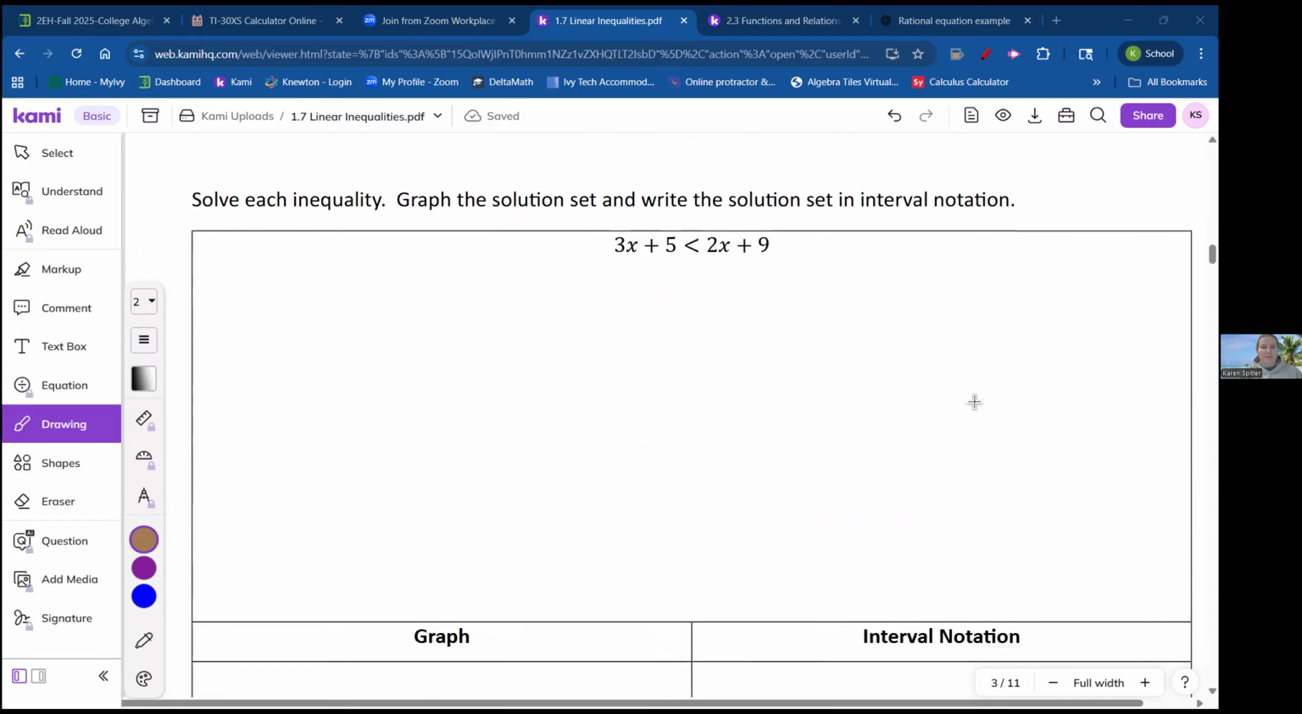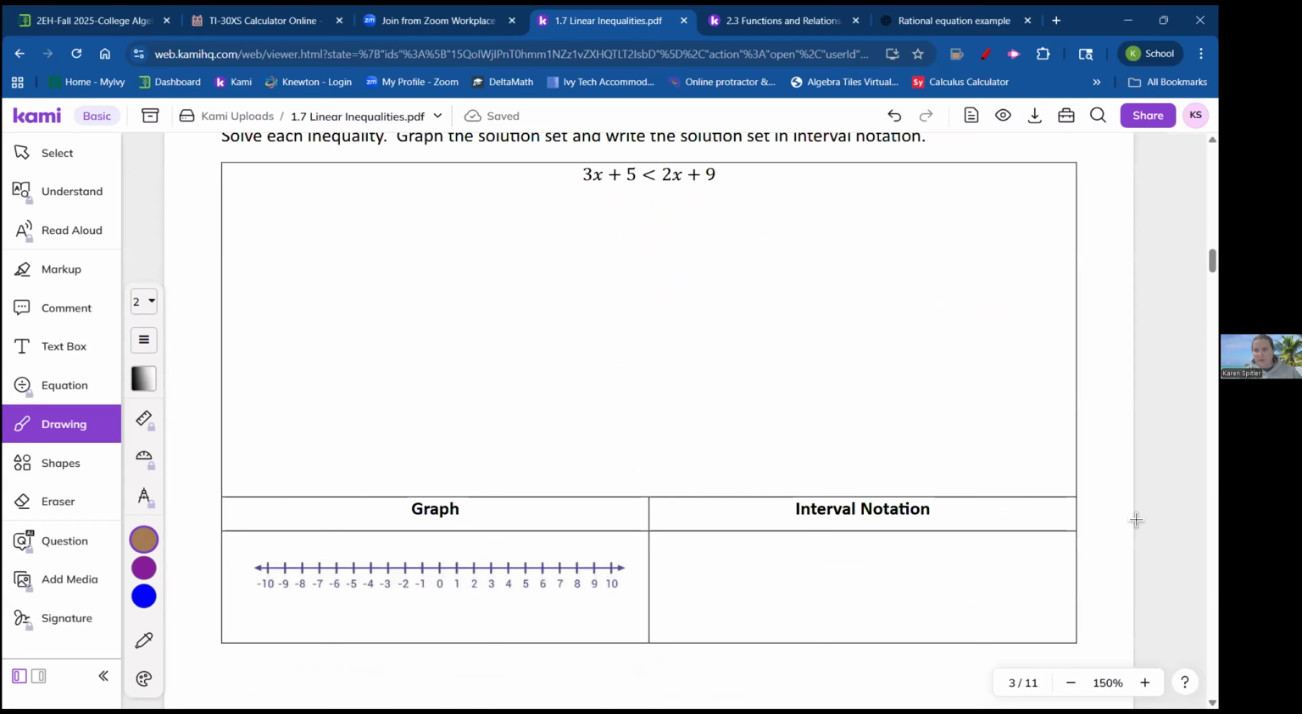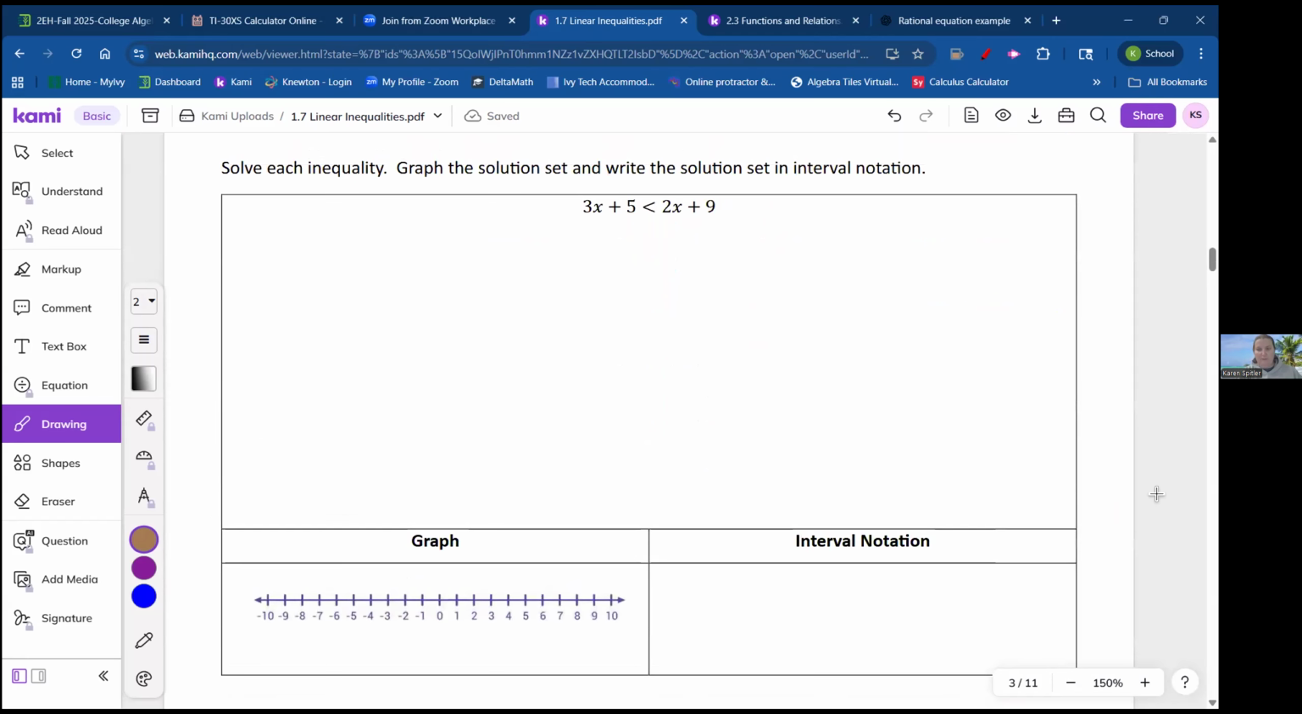All right. We're just going to solve the inequality. So right here, I'm going to make this fit on the page as one big problem. We're going to solve each inequality, graph the solution set, and write the solution in interval notation. So all we're doing is solving the inequality here. We're going to subtract 2x. Let me get x plus 5 is less than 9. And then we're going to subtract 5. And we get x is less than 4.